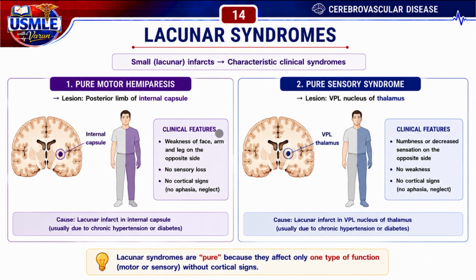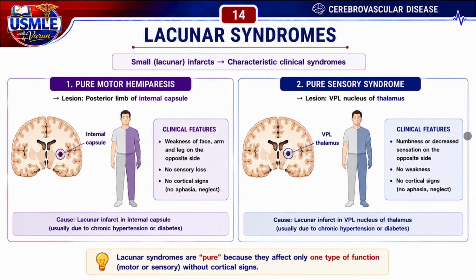usually on the ipsilateral side. Now coming to pure sensory syndrome, this is associated with a lesion of the ventroposterolateral nucleus of the thalamus. There is numbness or decreased sensation on the opposite side. Sorry, it's not the ipsilateral side, it's the contralateral side. Again, coming to the pure sensory syndrome, it's also seen on the contralateral side.